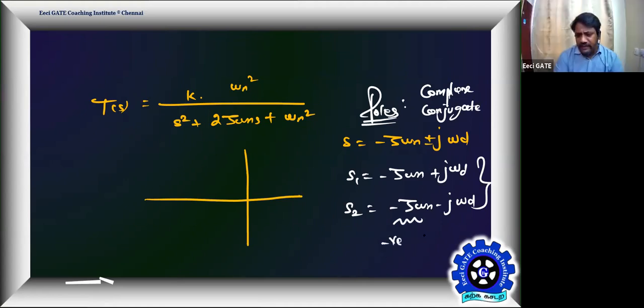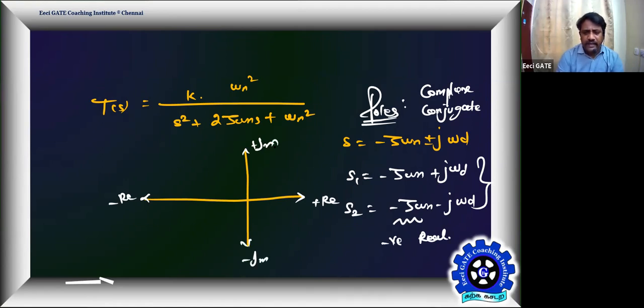Negative real part means where the poles will fall. This is positive real and this is negative real. This is positive imaginary and this is negative imaginary. Therefore, one pole will be falling here and another pole will be falling here. This is minus zeta omega n, and this is plus j omega d, and this is minus j omega d. Is this clear, everyone?